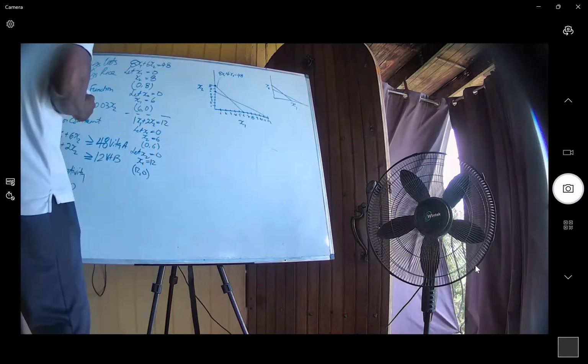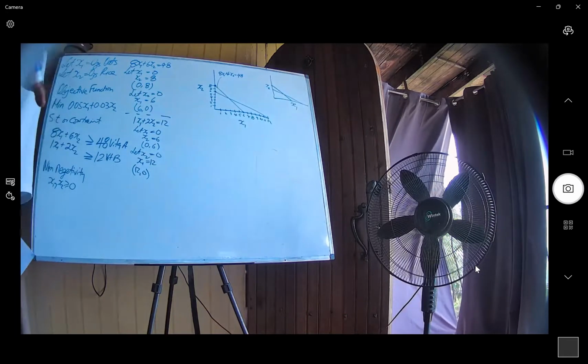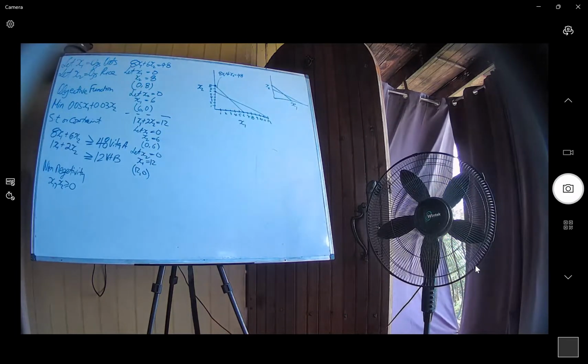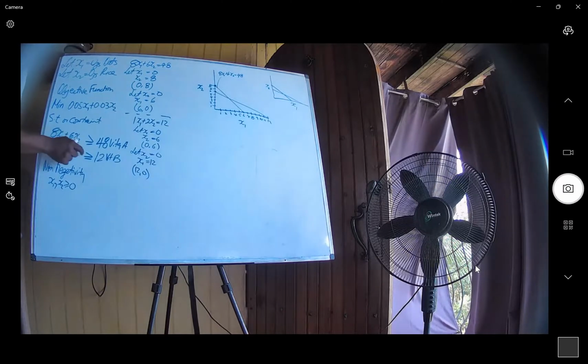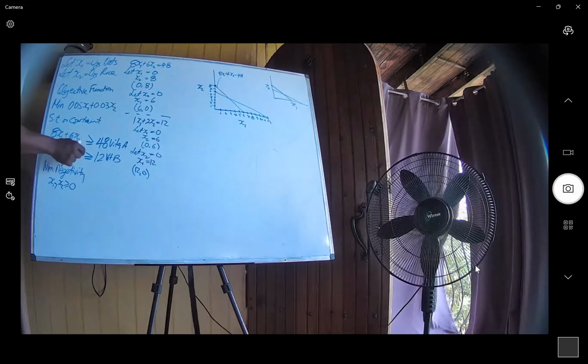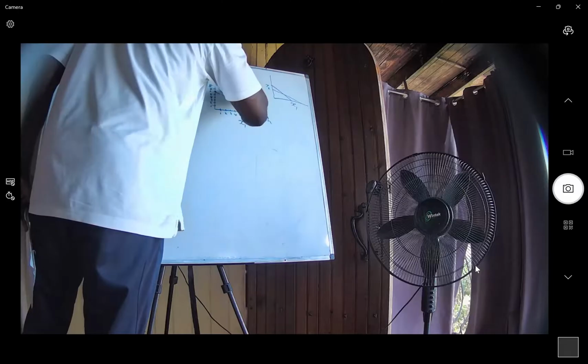All right, but now look at this. I now need to find my feasible region. Once I've drawn that, I need to find my feasible region. My feasible region must conform to these, but it's now greater than. It's greater than lines. So my feasible region is going to be here. Watch it.